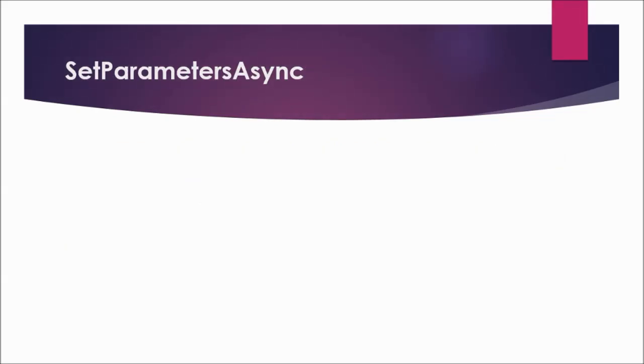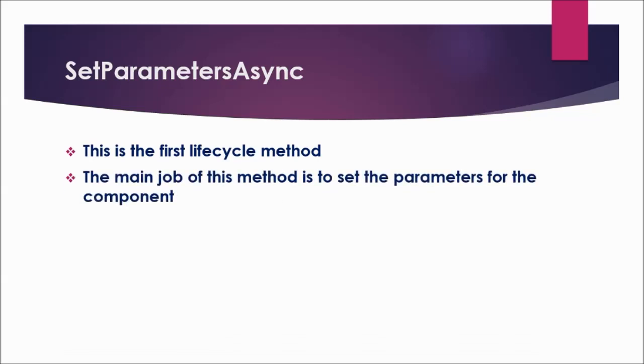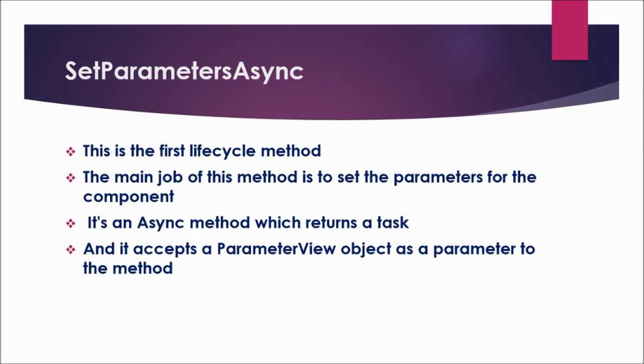SetParametersAsync. This is the first lifecycle method. The main job of this method is to set the parameters for the component. It's an async method which returns a task. We will see the signature of this method in a bit of time. And it accepts a ParameterView object as a parameter to the method.